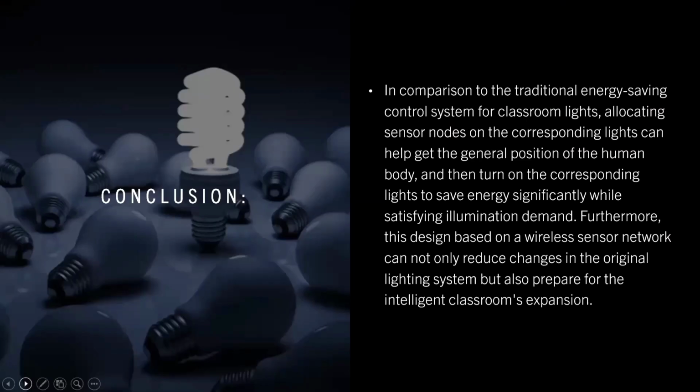We conclude from this project that, in comparison to the traditional energy-saving control system for classroom lights, allocating sensor nodes on the corresponding lights can help to get the general position of the human body and then turn on the corresponding lights to save energy significantly while satisfying illumination demand. Furthermore, this design based on a wireless sensor network can not only reduce changes in the original lighting system but also prepare for the intelligent classrooms expansion.